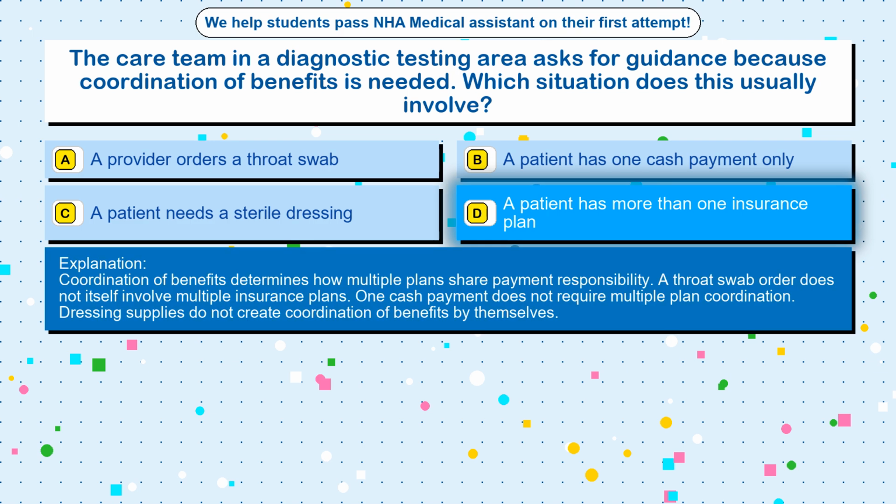Coordination of benefits determines how multiple plans share payment responsibility. A throat swab order does not itself involve multiple insurance plans. One cash payment does not require multiple plan coordination. Dressing supplies do not create coordination of benefits by themselves.